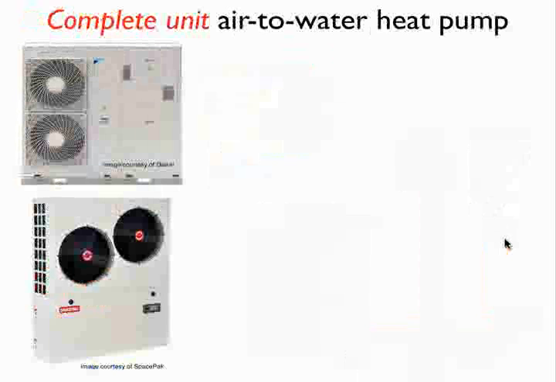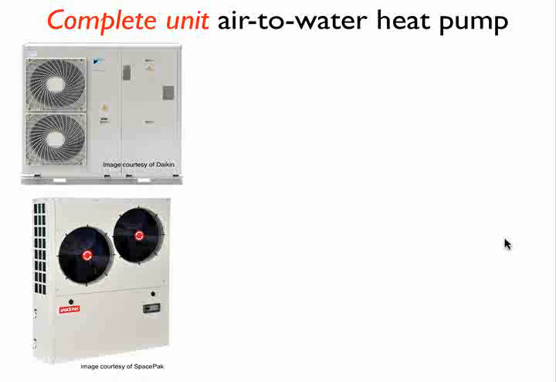The other type of air-to-water heat pump is usually referred to globally as a monoblock style heat pump. I call it a complete unit. It's where the entire refrigeration system is self-contained and pre-charged. We've got a couple examples here. Again, a Daikin unit up at the top. This is another unit down at the bottom from SpacePack that is currently available in the North American market.